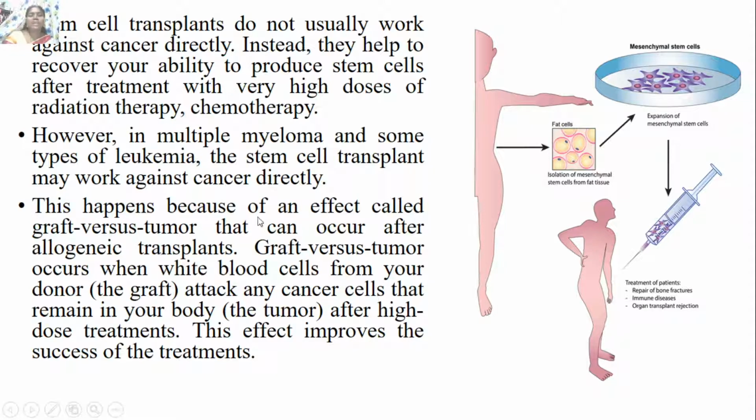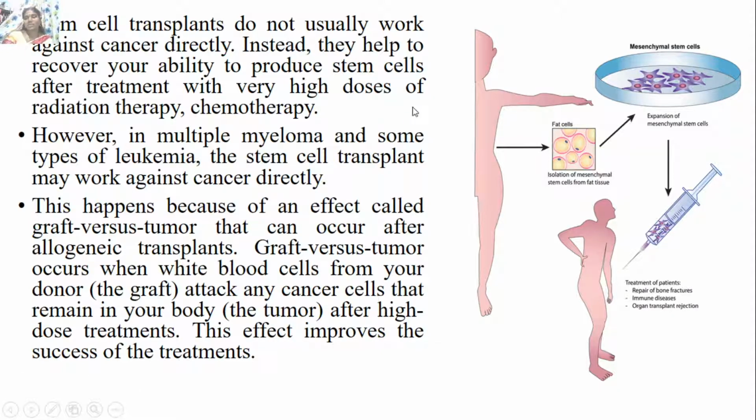This is because of an effect called graft versus tumor that can occur after allogenic transplant. Graft versus tumor occurs when white blood cells from the donor attack any cancer cells that remain in the body of the patient who has received the transplant. So after high dose treatment, this effect improves the success of treatment.